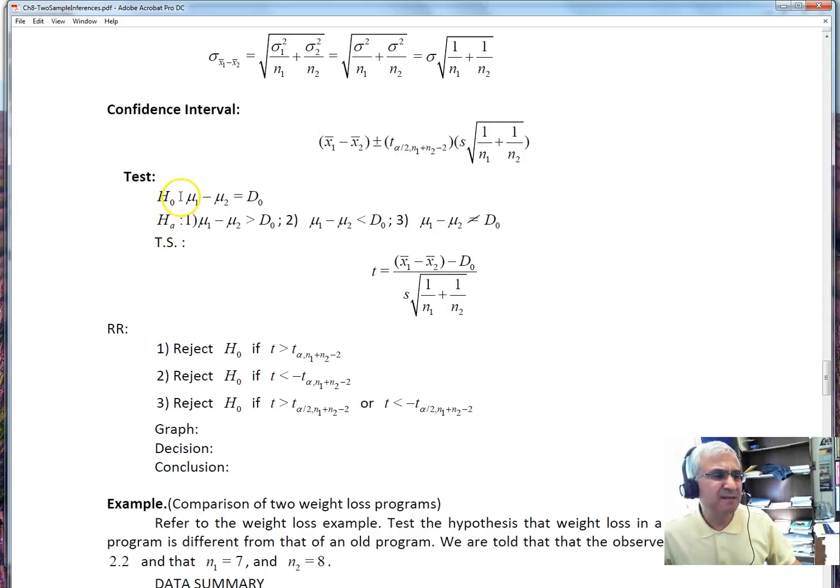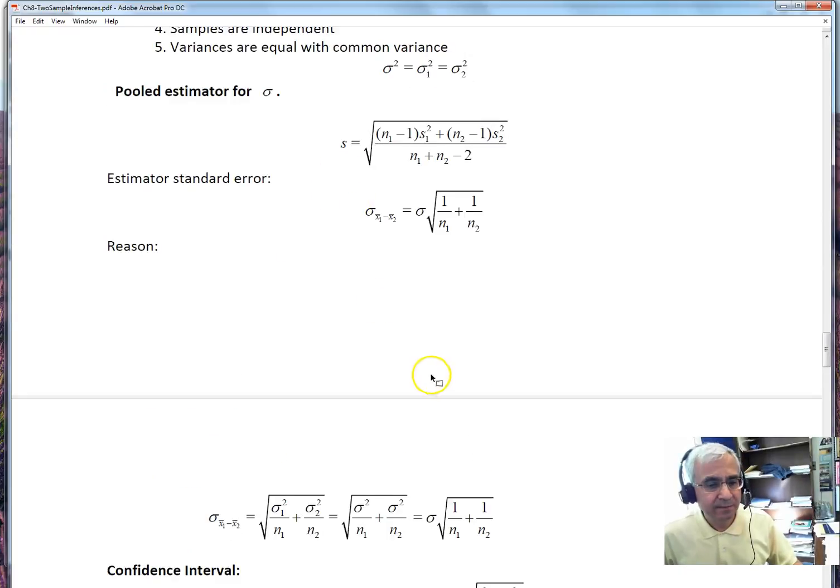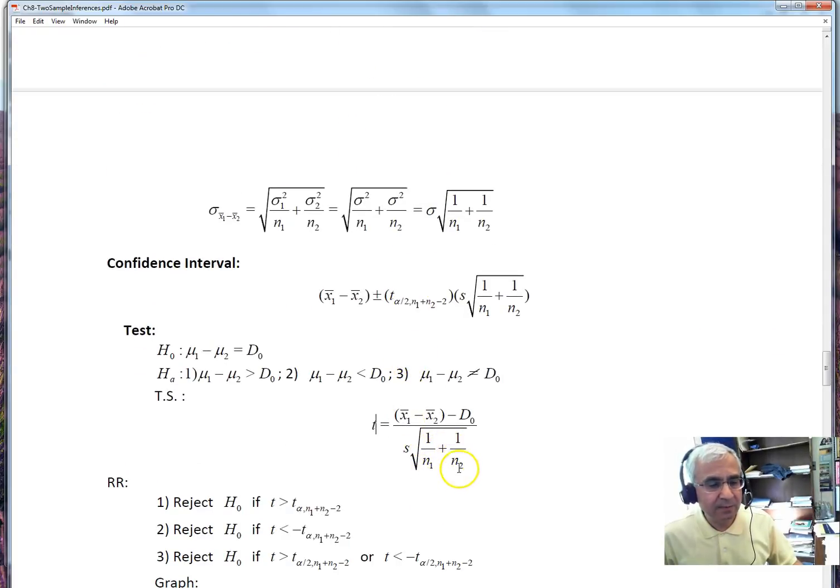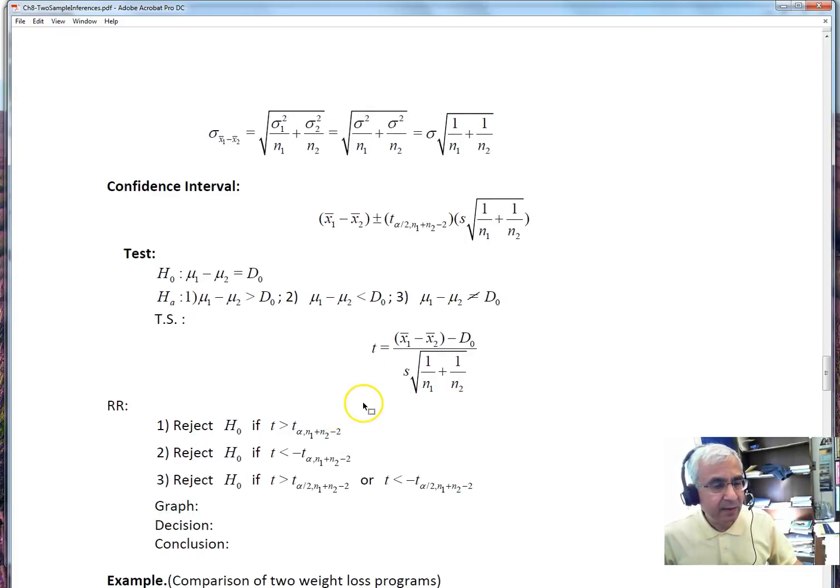For testing hypotheses, same thing. Mu1 minus mu2 equals D0. This is my upper tail test, my lower tail test, my two tail test. What's really different here is two things. First, it should be a T, not a Z. And the other thing is the denominator. The standard error is slightly different because we are using the common estimate. So it's S, the common value obtained from here, times the square root of 1 over n1 plus 1 over n2.